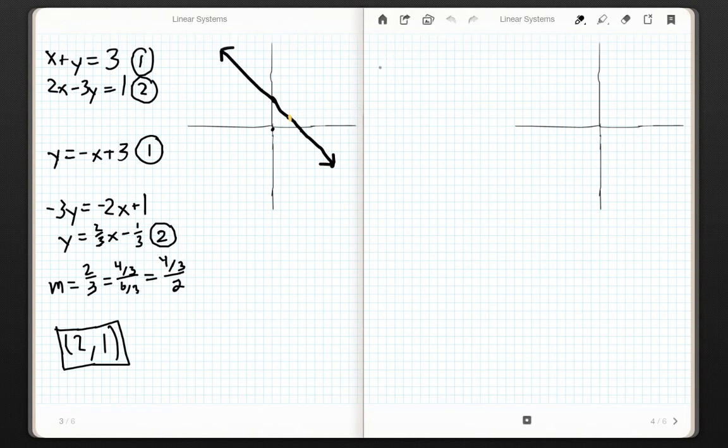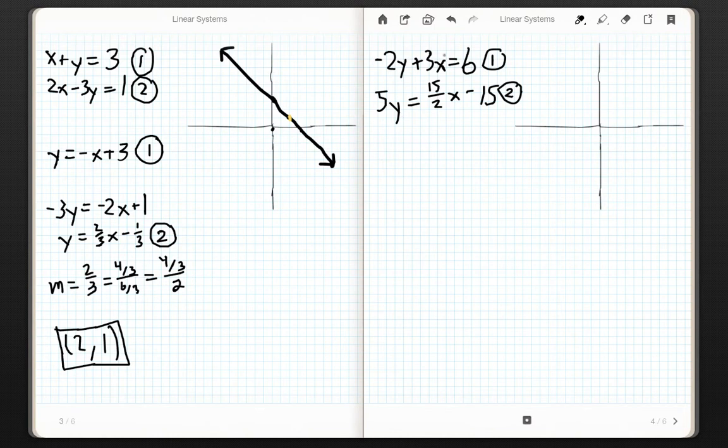Okay, let's try another one in the non-standard form for graphing. And here these are both going to be in different forms, which means we're going to have to do quite a bit of manipulating. So this is the first one, that is the second one, so we don't get confused.